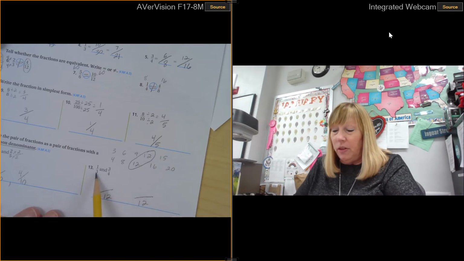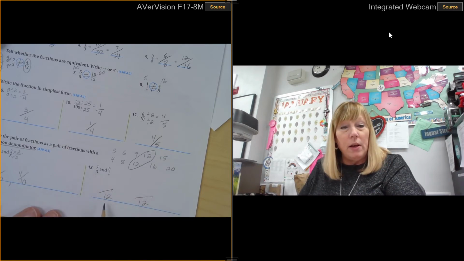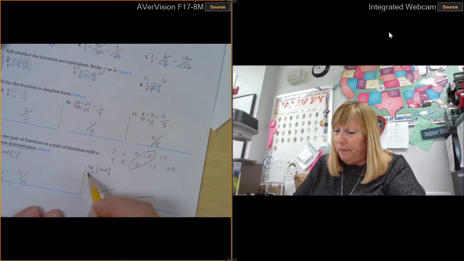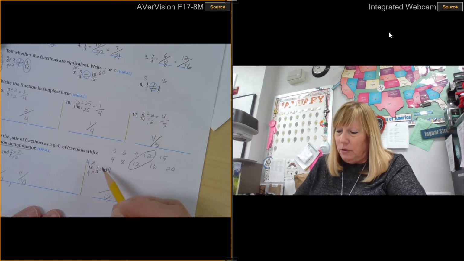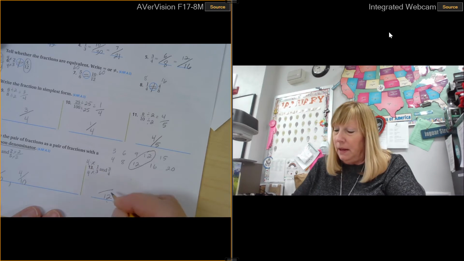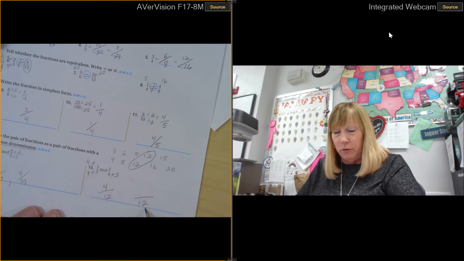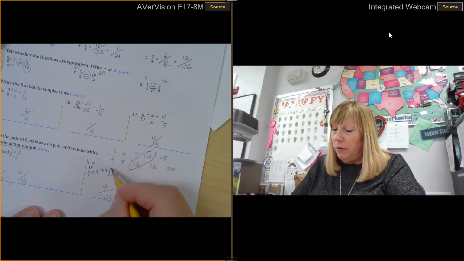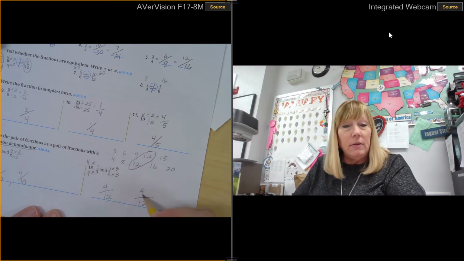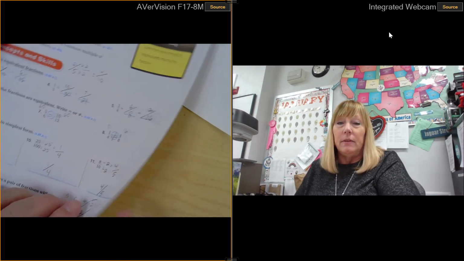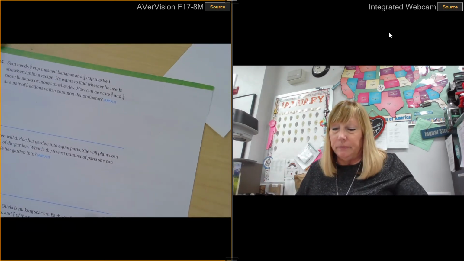Okay, so I'm going to think to myself, 3 times what number will equal 12? 3 times 4. So 1 times 4 is 4. Here, 4 times 3 equals 12. So 3 times 3 is 9. Okay, let's go to the back page.